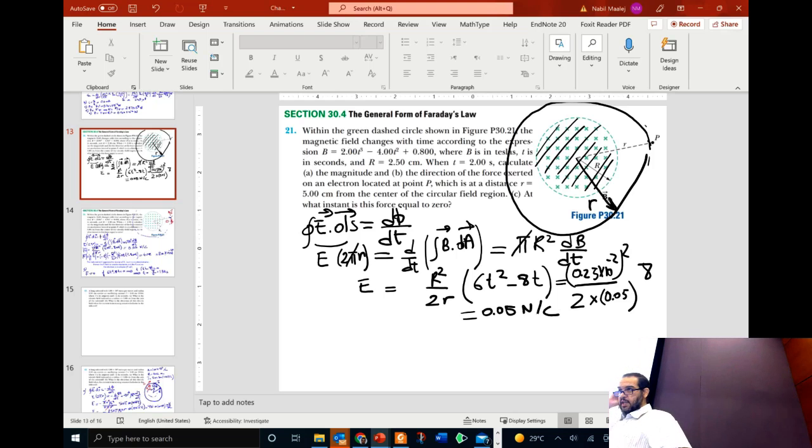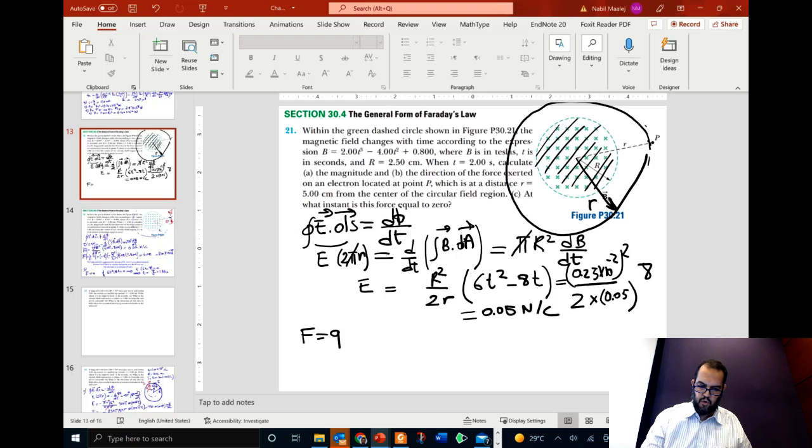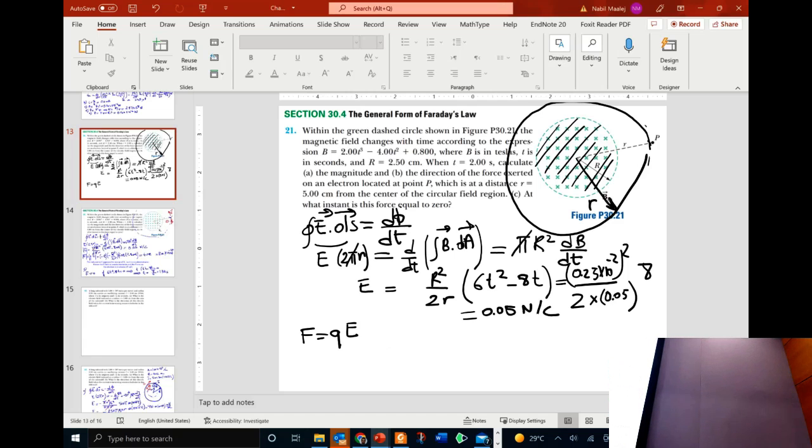Now the force is just QE, the charge of the electron times E, but we need to determine the direction. First of all, I need to determine the direction of the electric field. We know Lenz's law says that the induced field is going to oppose the change that is already existing. Here we have a magnetic field that is into the page, but is it increasing or decreasing? Notice at t equal to 2 seconds, this is increasing, because 2 to the power 3 is 8, so 16. So this is increasing here.